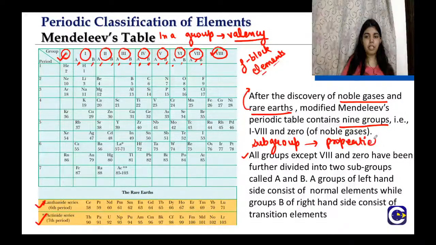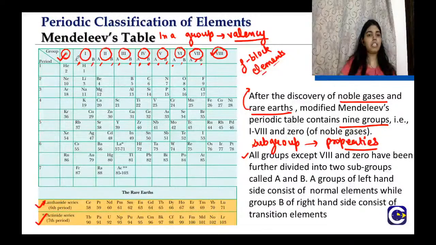Properties remain the same. That means what? Basically, group 1A and 1B elements will have the same valency, right? Hydrogen, lithium, sodium, potassium, copper, rubidium, silver, cesium, gold, francium, they will have the same valency. But properties can be different. Properties of the two subgroups can be different.